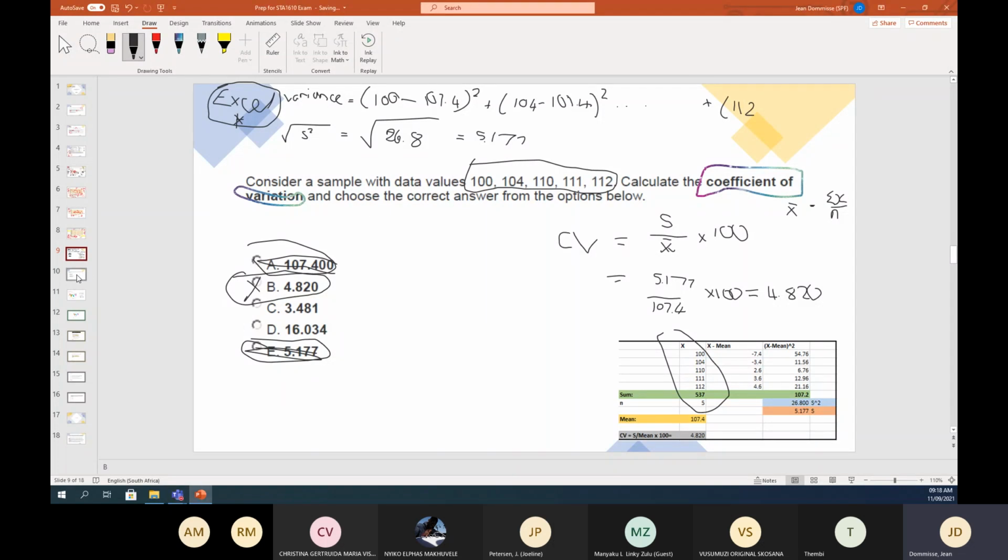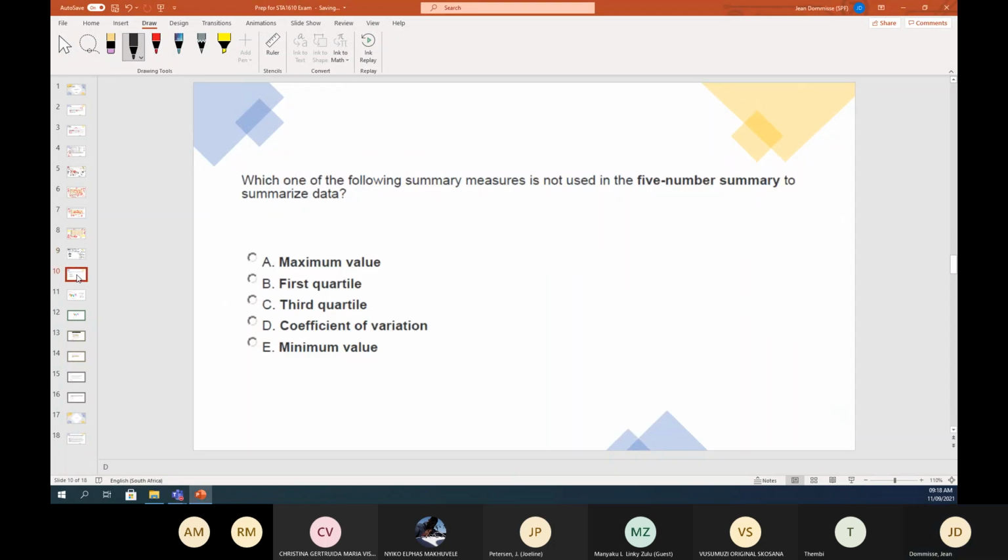So this is an interesting question. Which one of the following summary measures is not used in the 5-number summary to summarize data? Okay, cool. So let's copy that.